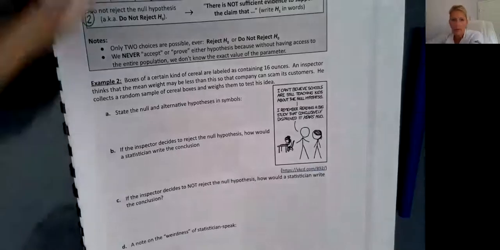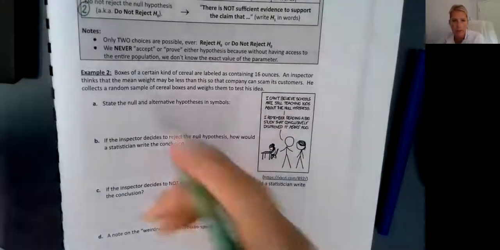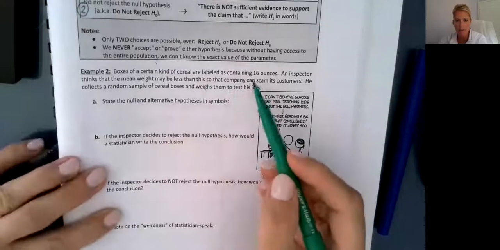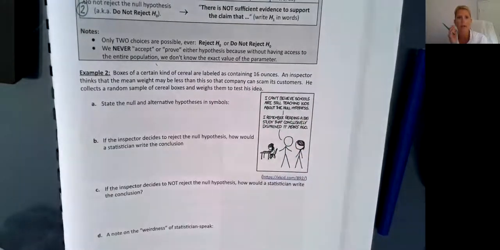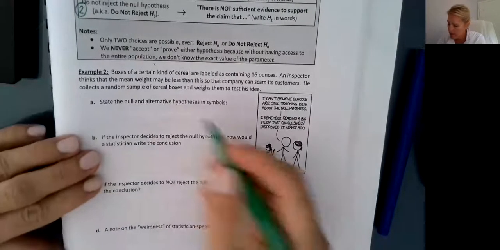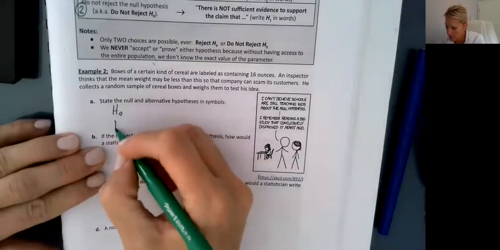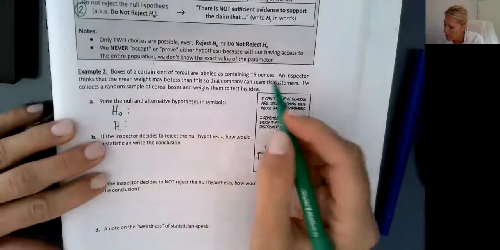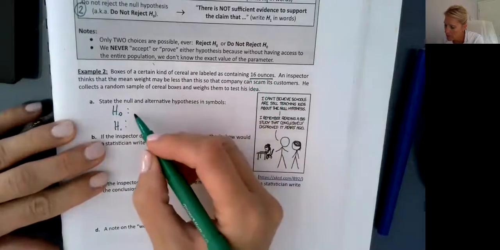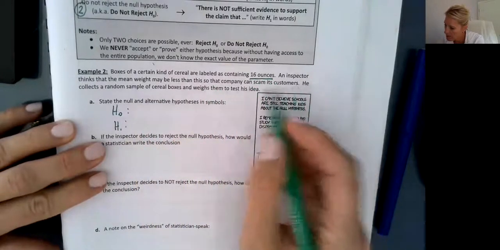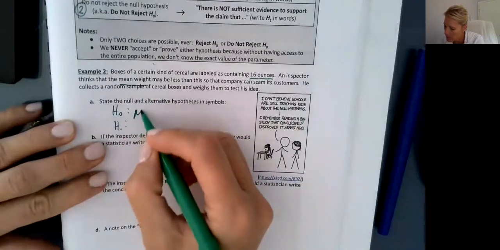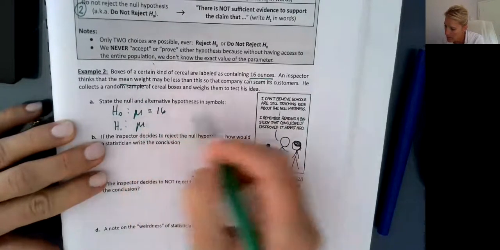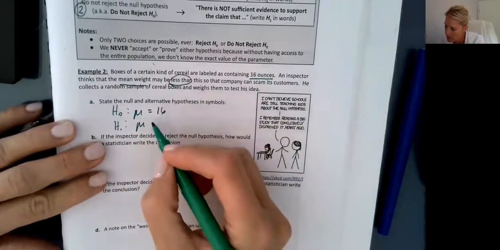So let's look at our example 2 here. It says boxes of a certain kind of cereal are labeled as containing 16 ounces. An inspector thinks that the mean weight may be less than this, so that the company can scam its customers. He collects a random sample of cereal boxes and weighs them to test his data. State the null and alternative hypotheses in symbols. So 16 ounces, because there are units, we know it must be mean weight. So the mean is 16. And they think it's going to be less than, so less than 16.